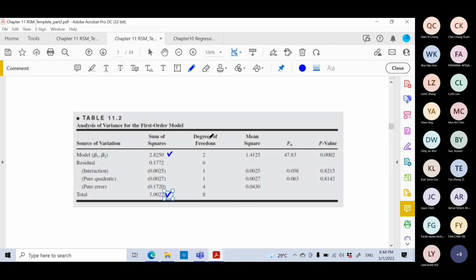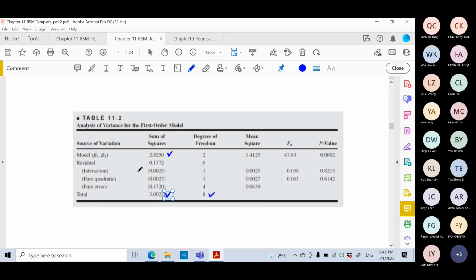And then the total degree of freedom will equal 8. Why is it 8? Because the total number of observations you have is a 4 factorial point plus a 5 center point, altogether 9 observations, minus 1. So your total degree of freedom is equal to 8.